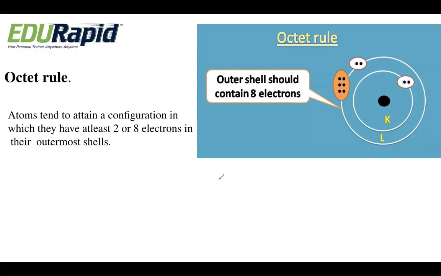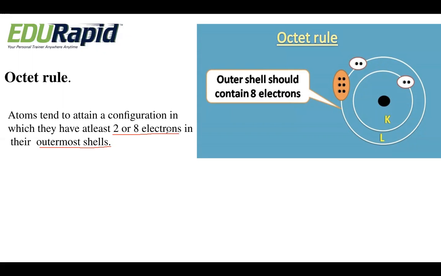What does it define? Atoms tend to attain a configuration in which they have at least 2 or 8 electrons in their outermost shell, right? The atoms tend to attain, meaning they want to be stable in nature. So they tend to attain a configuration. So what is that configuration?